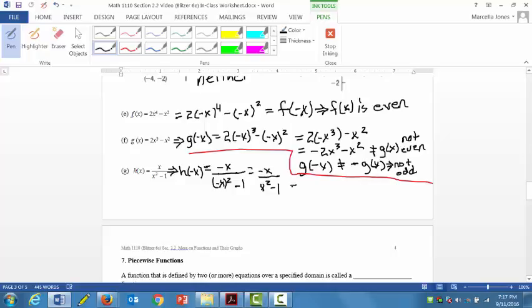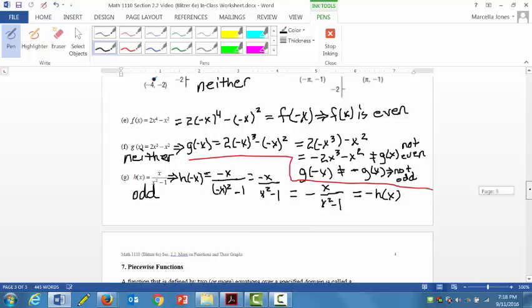Whenever you raise negative x to an even power, you just get x to that even power. And I can bring that negative sign down level with the fraction bar, and this is equal to negative h of x. So in E, the function was even. In F, we had neither an even nor an odd function. In G, we have an odd function.